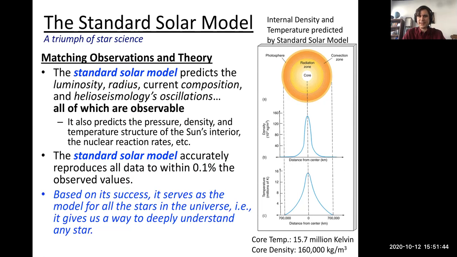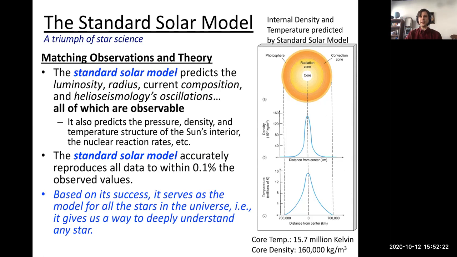What's amazing is we can build this standard solar model, and it'll predict things like the radius of the sun from the hydrostatic equilibrium part, the luminosity of the sun from the nuclear fusion reactions in its core, its composition, and the internal density structure. This right here, we can produce from the model. And then we can compare that to everything that we observe about the sun. So we can take our theoretical model of the sun, compare it to our observations, and ask, how good of a job did we do?